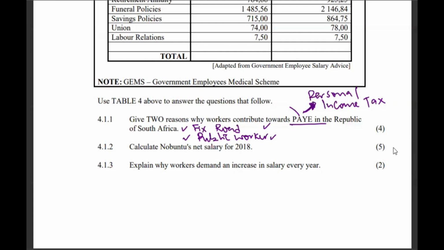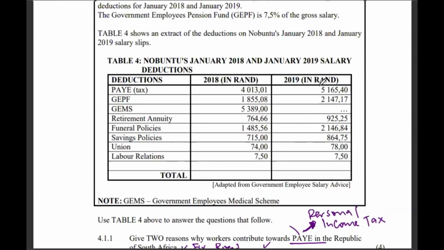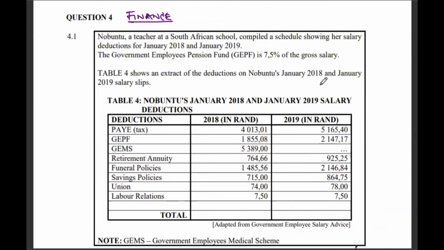Calculate Nobutu's net salary of 2018. Remember, net equals what? Net will equal gross minus all the deductions. So first and foremost, we need to know what our gross is in 2018. We talk of our pay, the 2019 salary. There you go.